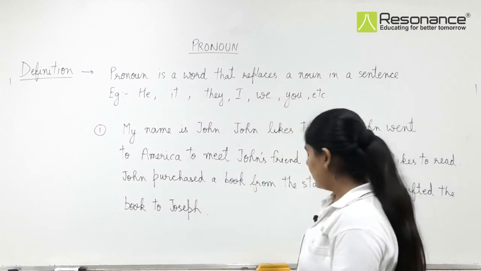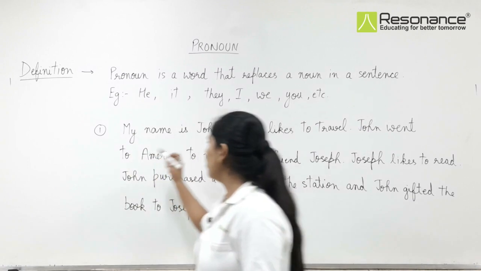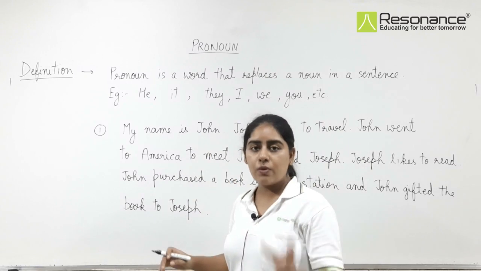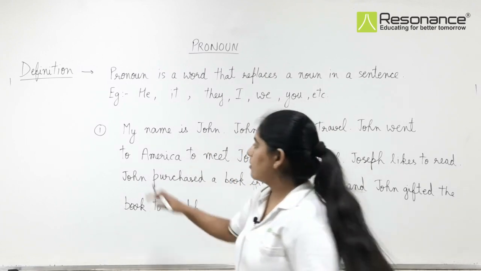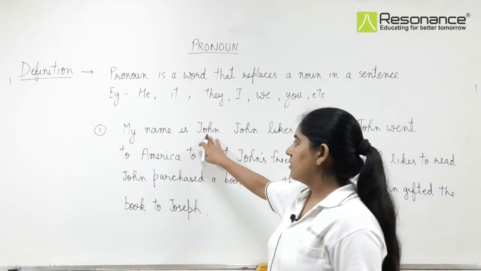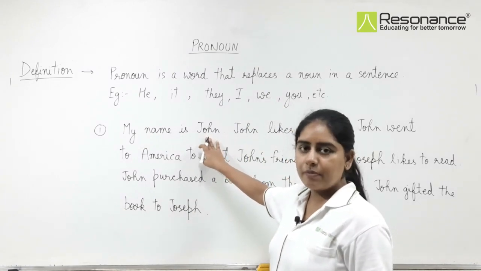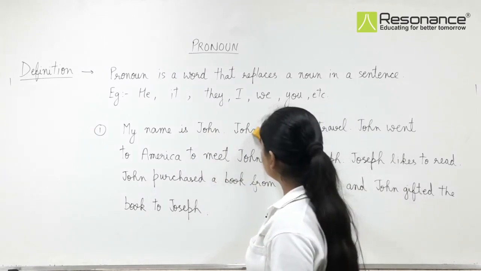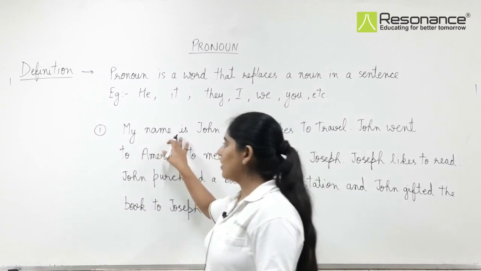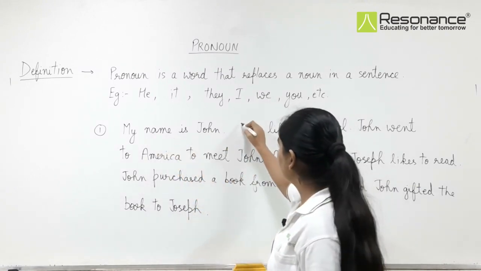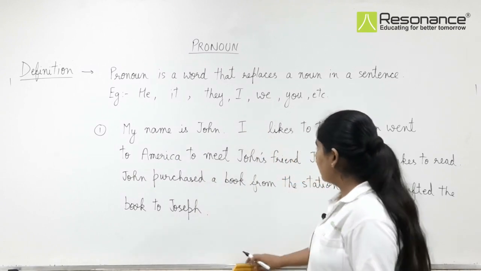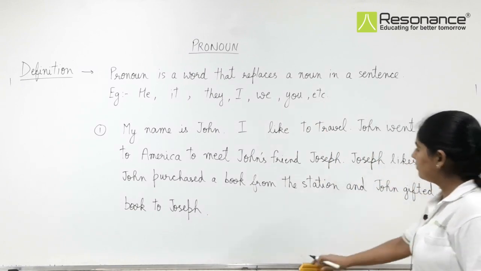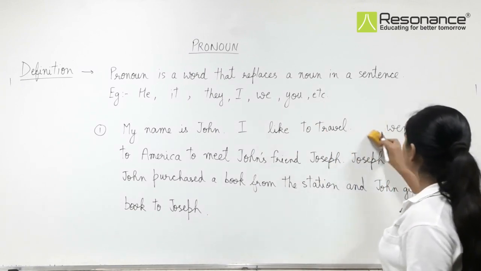Let's see how. First of all, in the first sentence we cannot use pronoun directly. Why? Because first of all we have to introduce the noun about which we are talking. So my name is John. We have introduced this name, right. Now we can replace this word with pronoun. Who is John? My name is John. So if my name is John, then what will I use over here? I. And then here likes will become like. I like to travel.